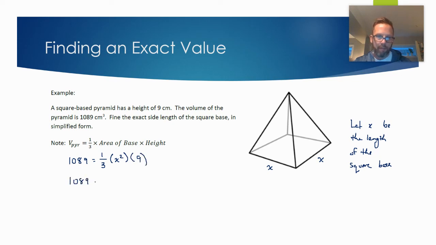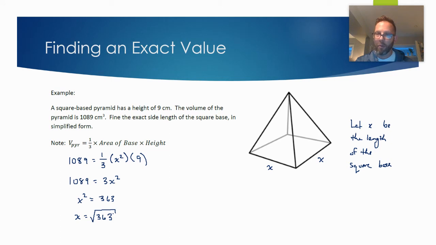and doing some simplifying. 1,089, 1/3 times 9 is just 3x squared. We can get the x squared by itself by dividing by 3. I might just rearrange sides. 1,089 divided by 3. Can I do that in my head? 363. Yep, still got it. And so exactly the base of this pyramid is the root of 363 centimeters. Now, my question for you guys is, can we simplify that any further?